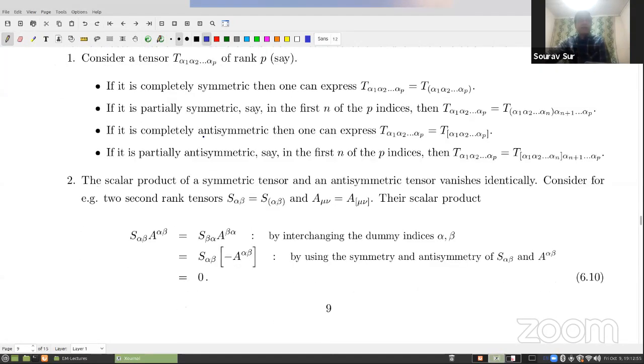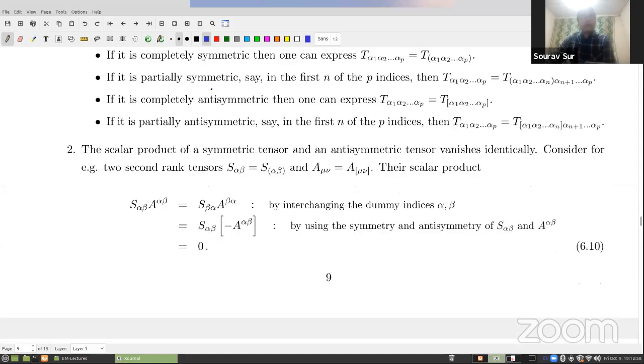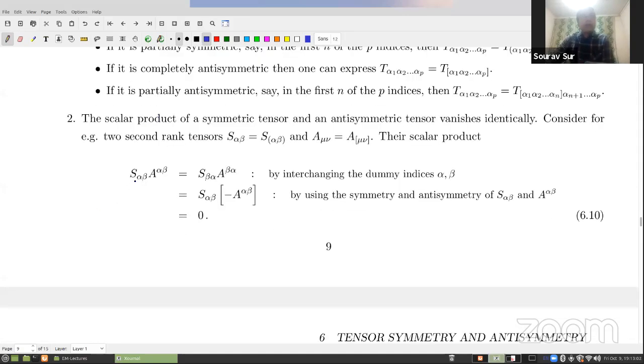One important thing is that the trace or the scalar product of a symmetric tensor and an antisymmetric tensor is always 0. This is crucial. The scalar product is by definition this. You take a symmetric tensor S and an antisymmetric tensor A. Sorry, S alpha beta is equal to S beta alpha, and A mu nu is minus A nu mu.